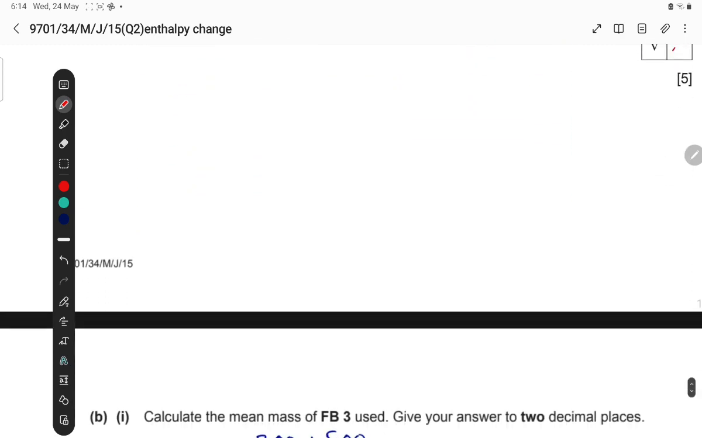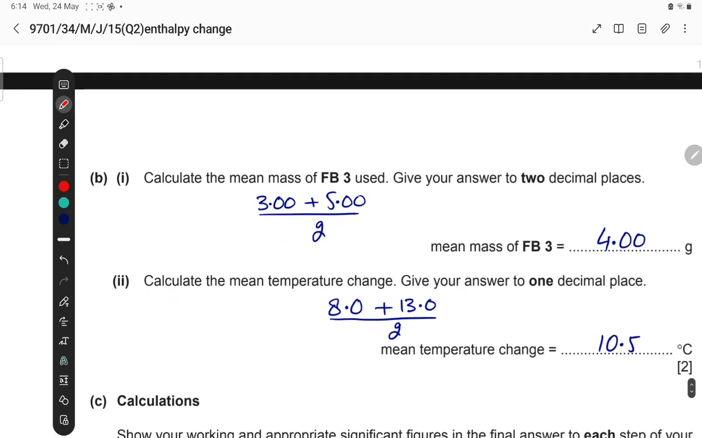Five marks. So now calculate the mean mass of FB3 used. Give your answer to 2 decimal place. Always follow the instructions given in the question. 3 plus 5 divided by 2. So this is the 4 gram.